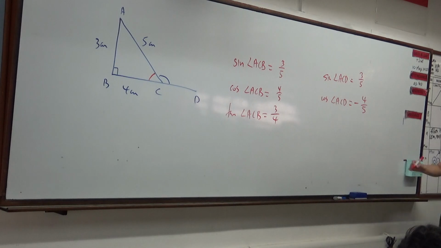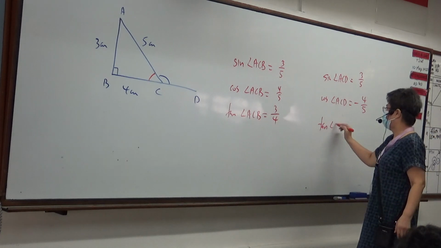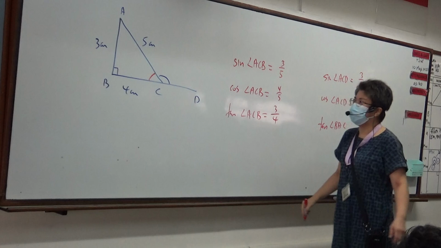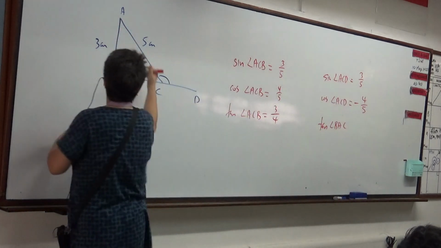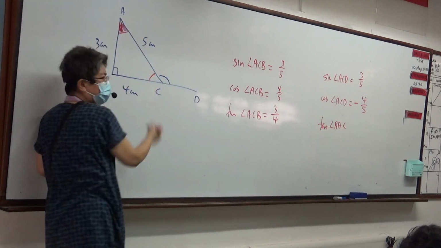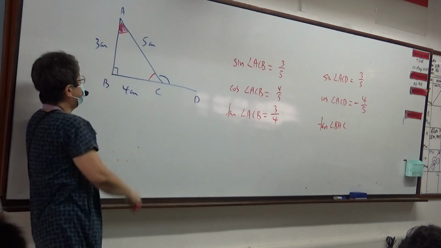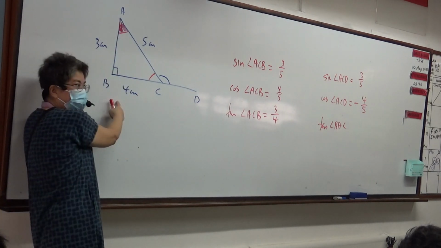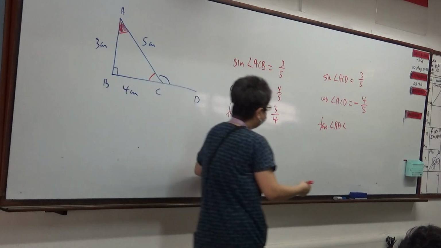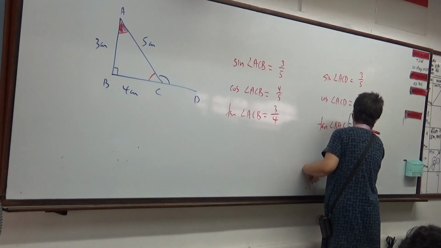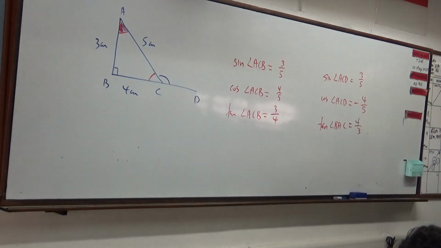Tangent angle BAC. Now where's BAC? BAC is this one. Change direction. So what's the tangent? 4 over 3. Okay? This one. Everybody clear?